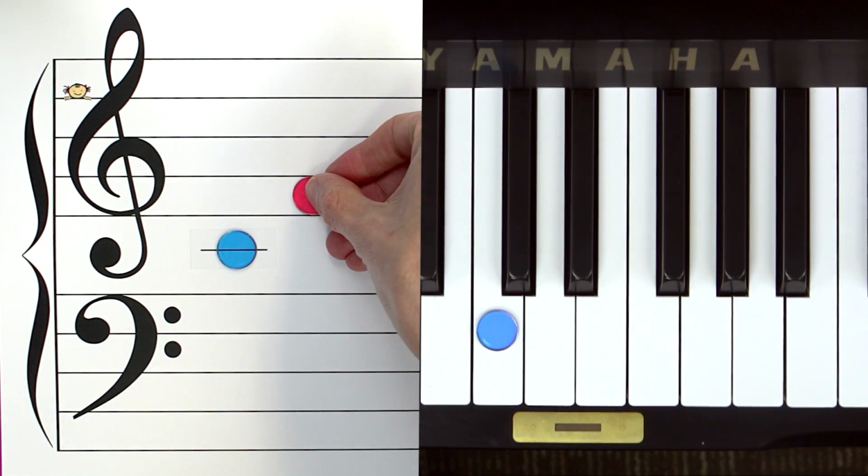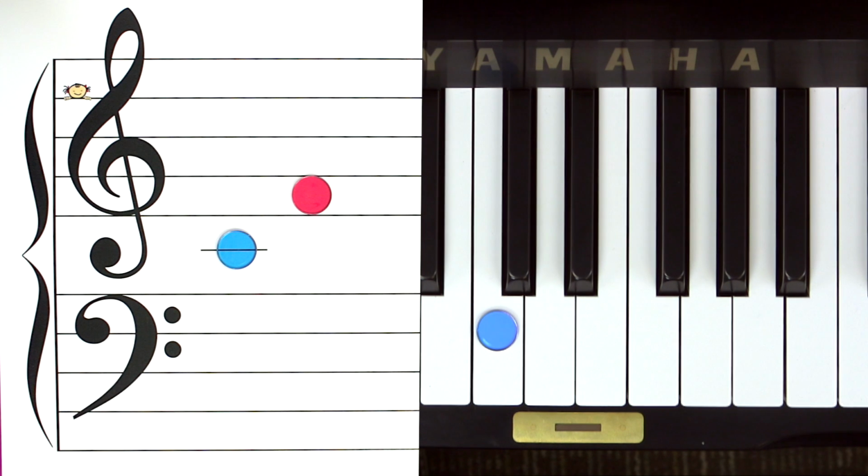Here's the next one. Name the interval. If you said fourth, you're correct. Now point to the piano. This would be a fourth above middle C.